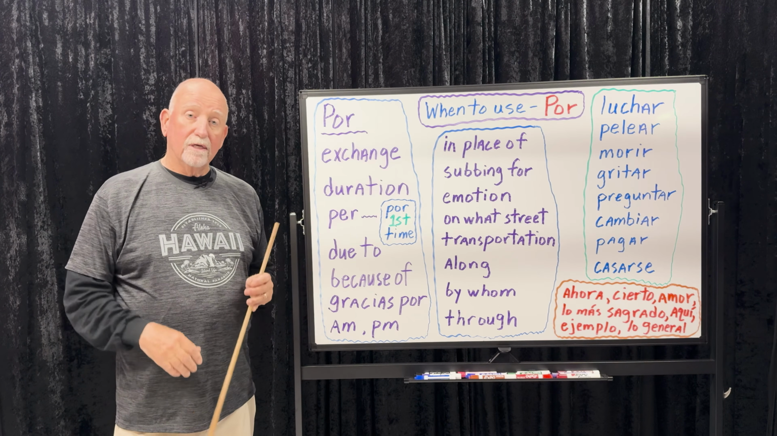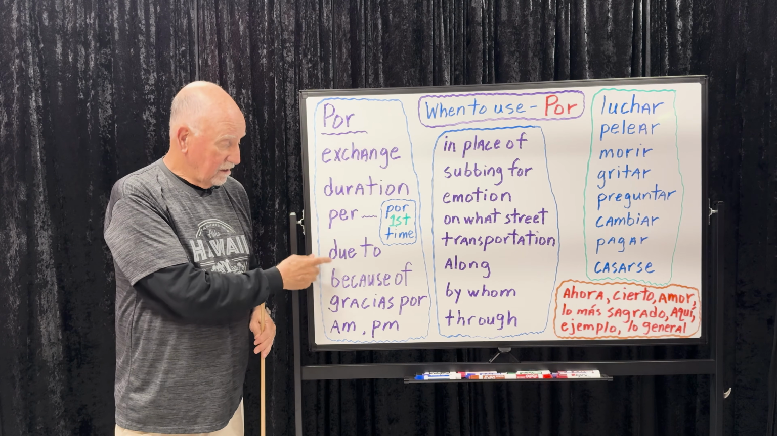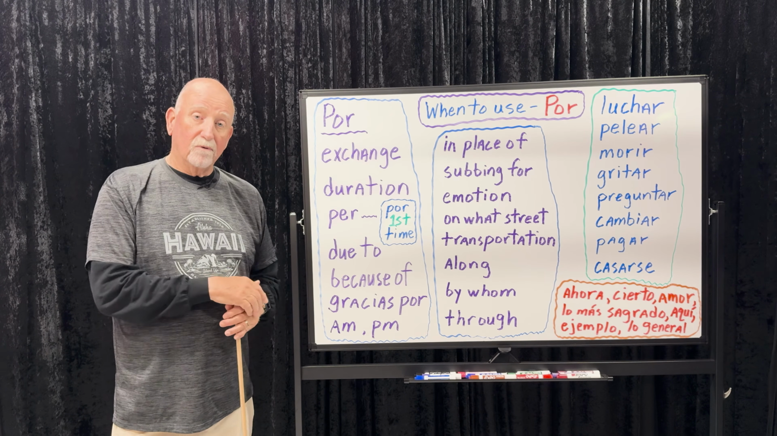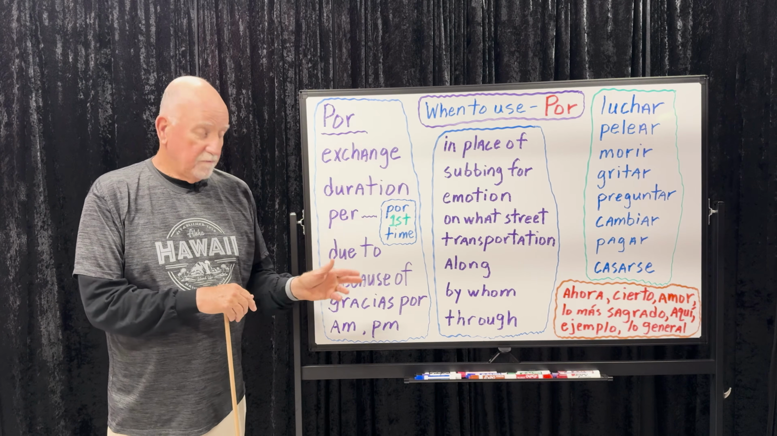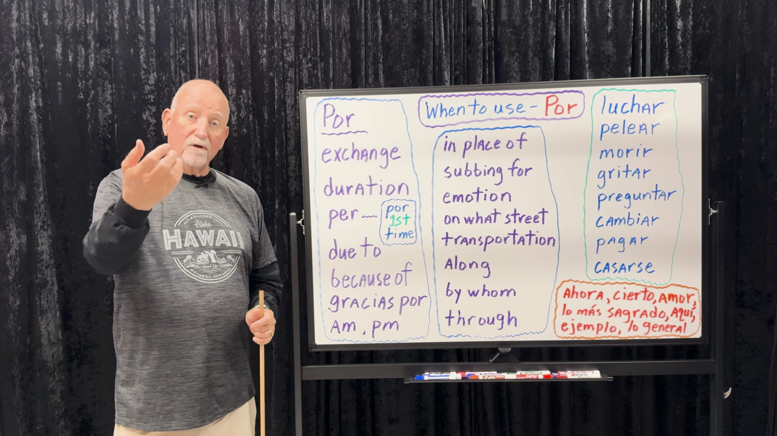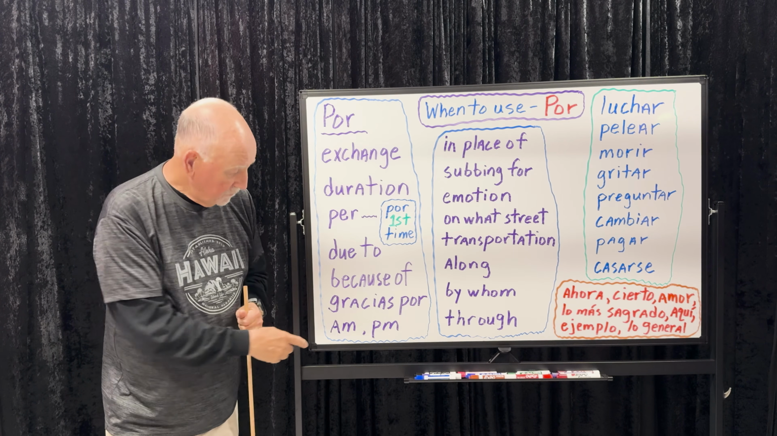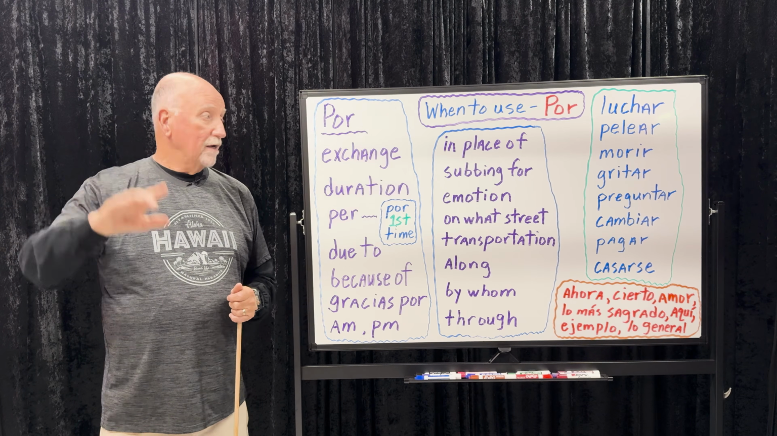Due to the weather, debido al clima, or por el clima, right? Because of, due to the rain. Por la lluvia, no podemos jugar. We can't play. Gracias por, thanks for. There's an exchange. You get the thanks, and I get whatever it is that I'm thanking you for. AM, PM, por la mañana, por la noche.